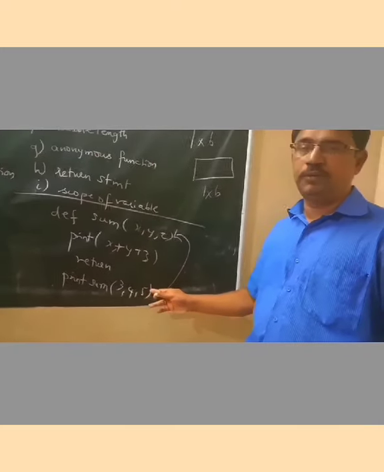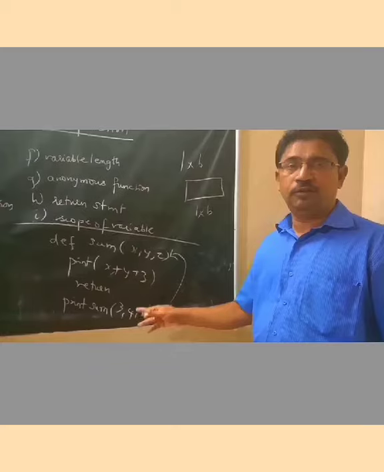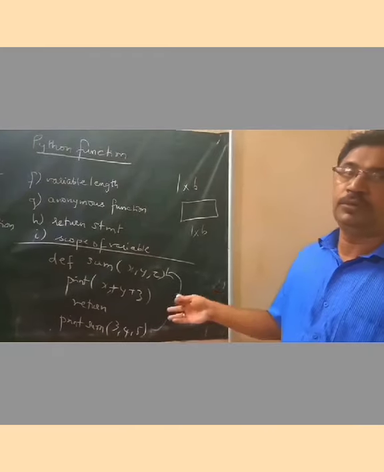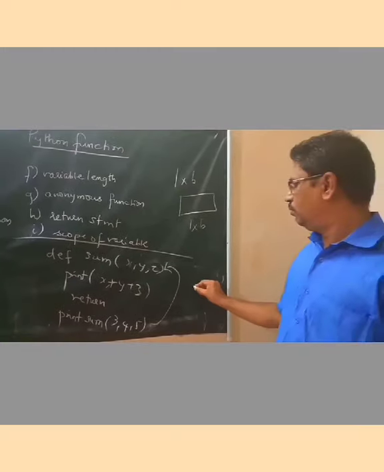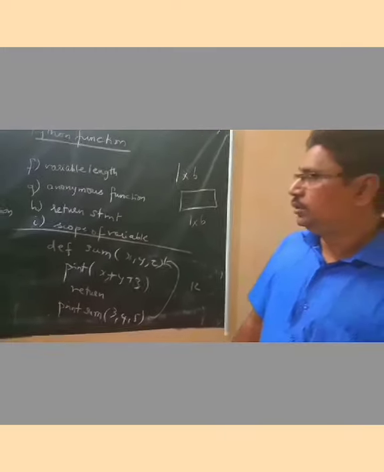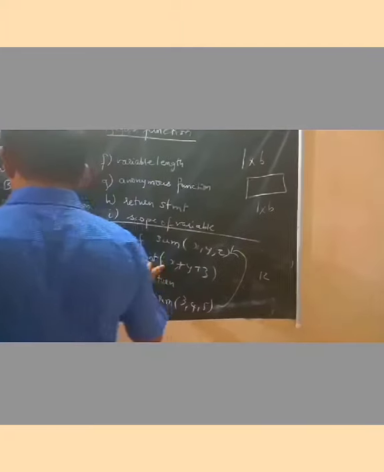3 plus 4 plus 5. 3 plus 4 is 7, 7 plus 5 is 12. So this particular value is what the program will output. What will be the answer of this program? 12. So this is what I have taught in this.